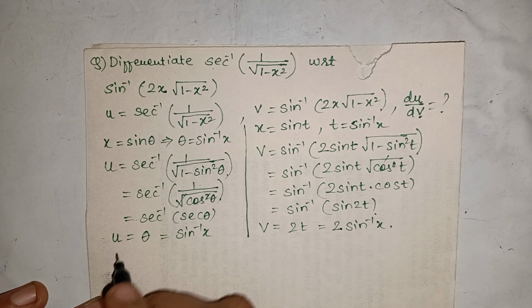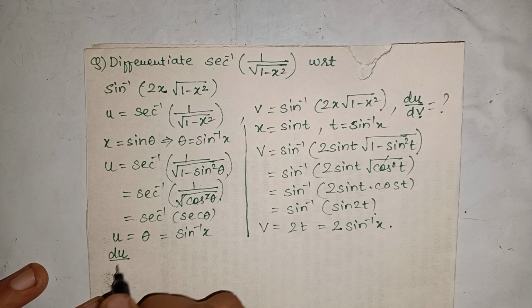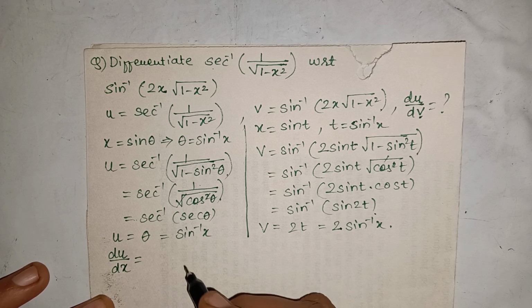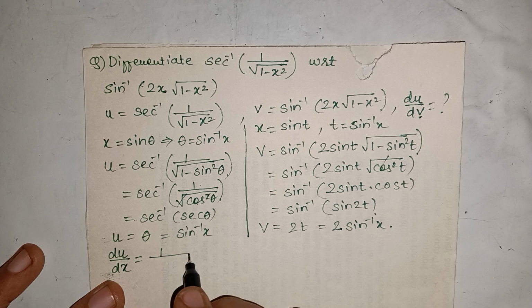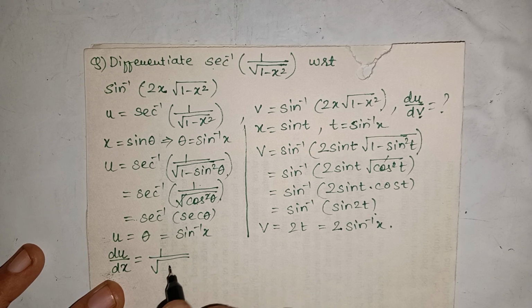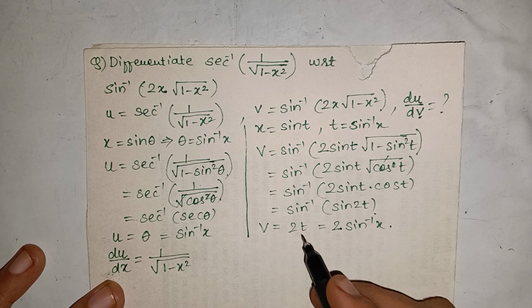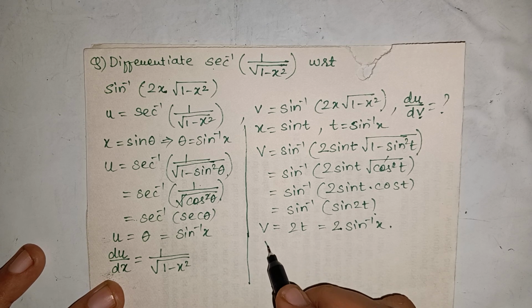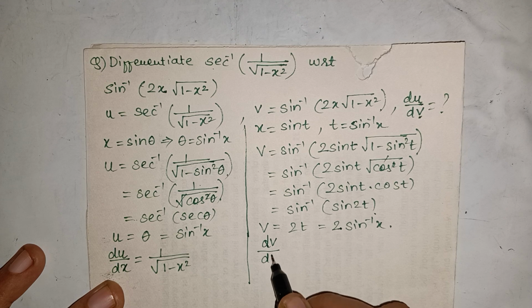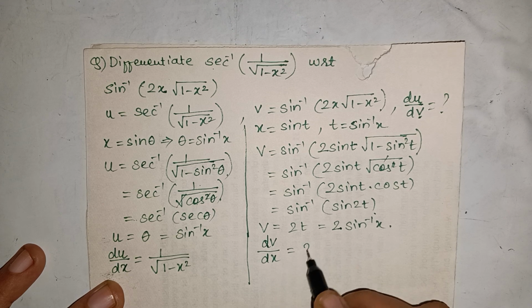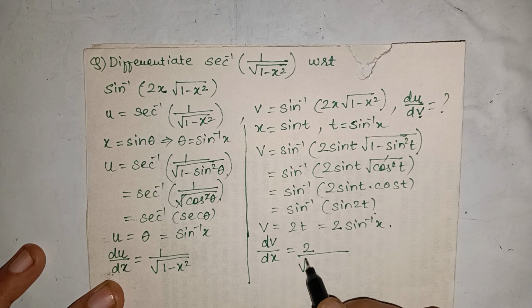Now we have to differentiate with respect to x. Differentiating u with respect to x, we get 1 upon root of 1 minus x square. And differentiating v with respect to x gives 2 upon root of 1 minus x square.